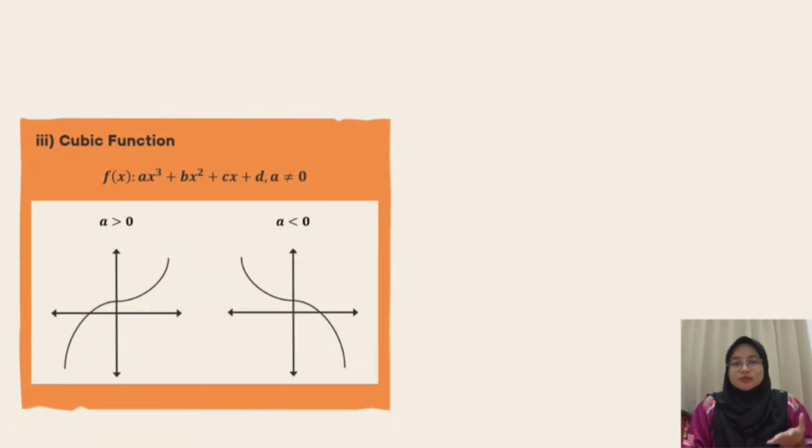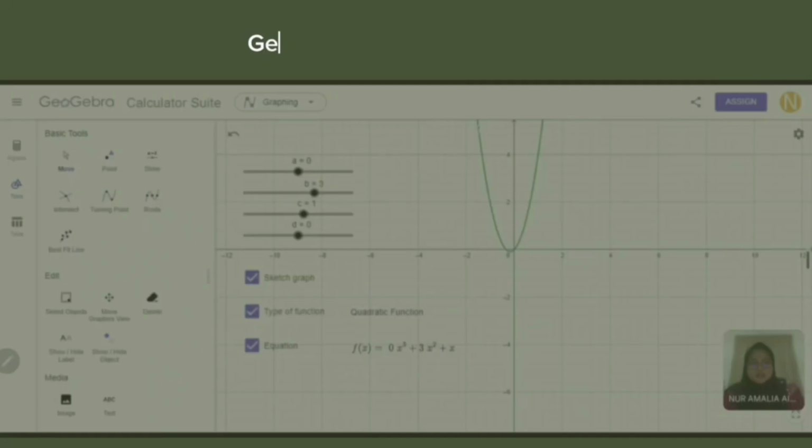Now, let's explore cubic functions, which are polynomials of degree 3. The general form of a cubic function is ax cubed plus bx squared plus cx plus d. Cubic functions can have various shapes, including up to 3 roots and 2 turning points.